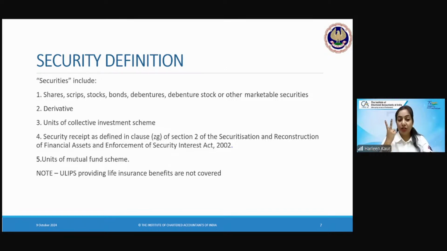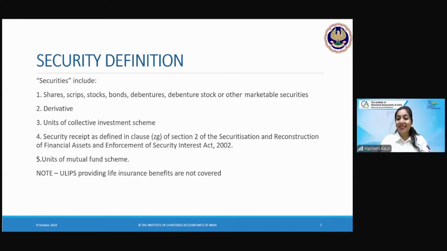So only two definitions are given in this chapter. In fact, three. Expert you have already done in chapter number 1, but we will be talking about the definition of expert over here also. So the first definition that we're going to do is security. What is the meaning of security? Do we really need this definition?